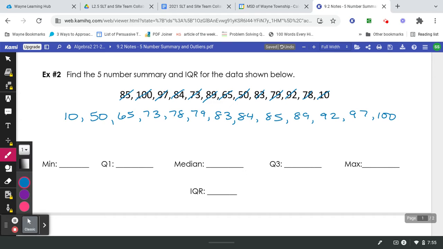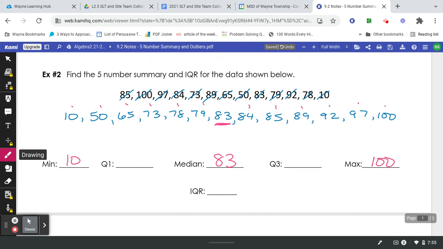All right, so now let's work to find the minimum, the maximum, 10 and the 100. And then I always go to the median next. So I just kind of cross out numbers on each side equally, 2 numbers on each side, 3 numbers on each side, 4, 5, 6, which puts this as the median, 83.